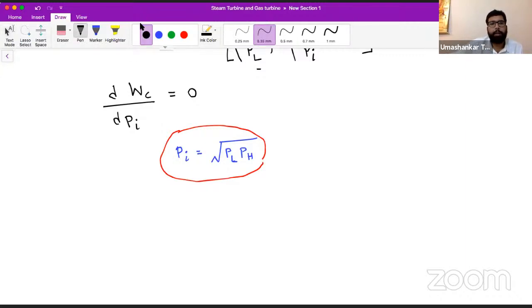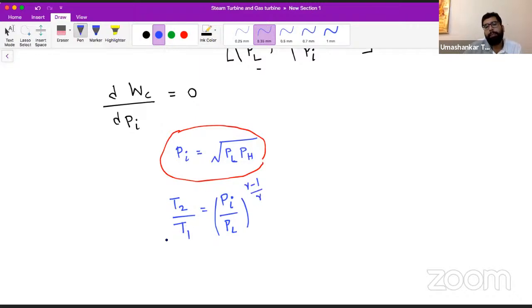Okay, now tell me, if we want to analyze the temperatures as well, T2 by T1 will be equal to P intermediate upon P lower, to the power gamma minus 1 by gamma. Yes or no?